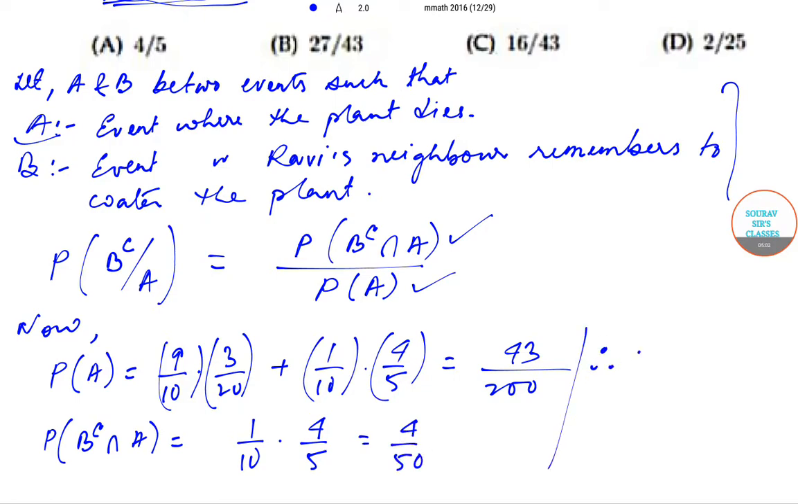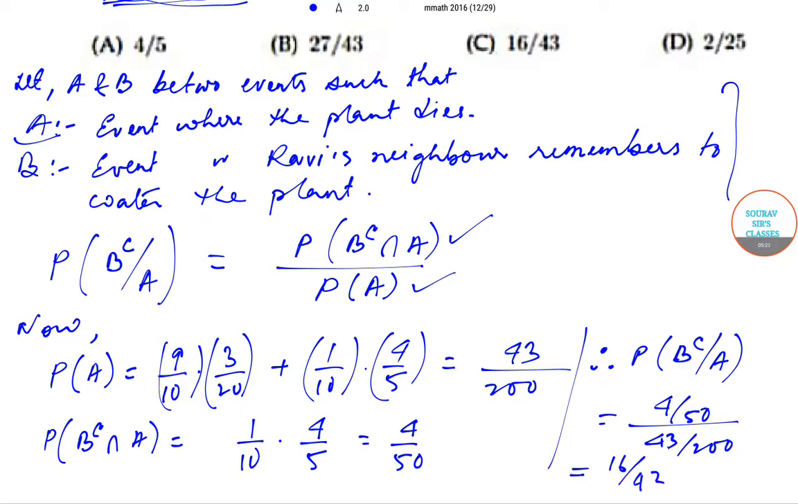So therefore P of B complement given A is equal to 4 by 50 upon 43 by 200, and this is equal to 16 by 43, which is the option C.